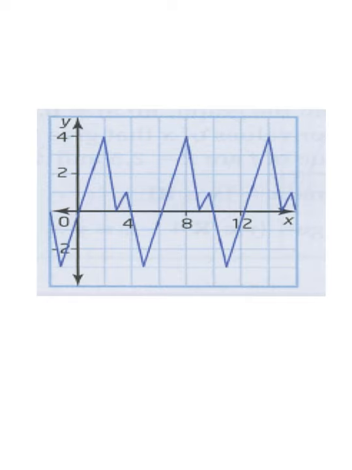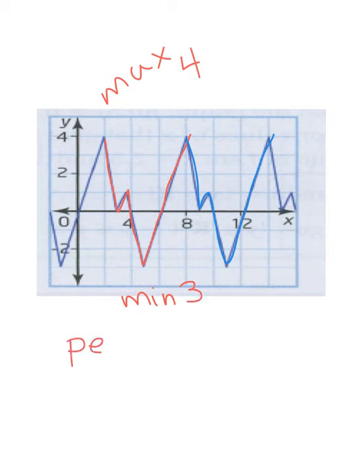Here's another example of a periodic function, and you can look at this and decide where you think you recognize the part that repeats. So I'm going to say, I think right now that this looks like the part that repeats. And then there's another one over here, and so on. So my maximum for this function is 4. My minimum is 3.